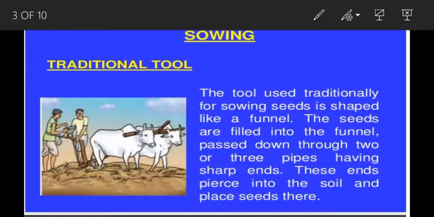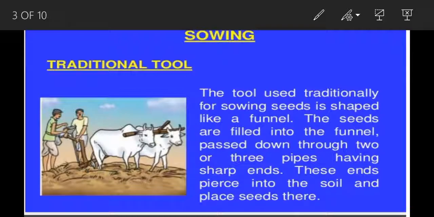But before we cover the soil, if birds eat these seeds, then we are at a loss. We will not get the crops properly, and equal distribution of seeds at equal level is not achieved with this method. The space between the seeds also will not be proper.